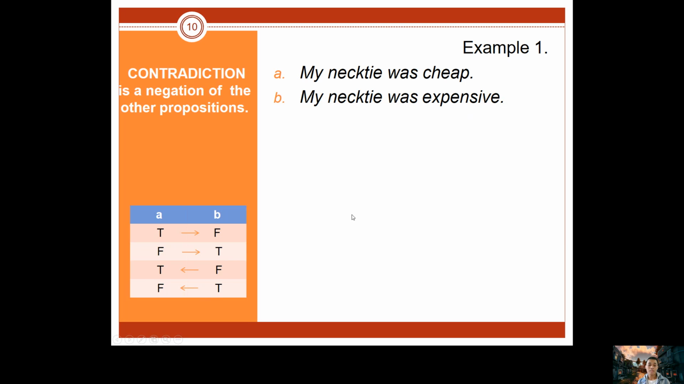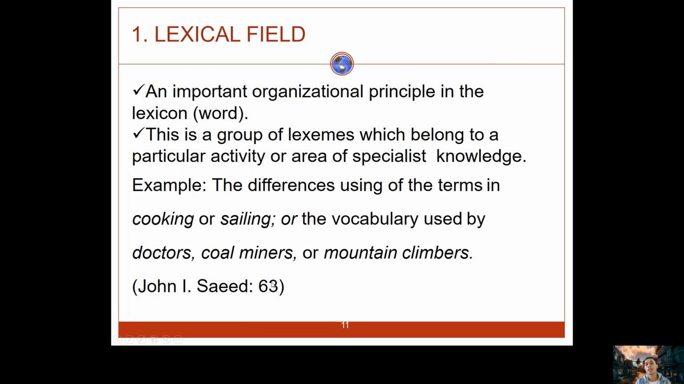So they cannot have the same meaning, or they cannot both be true. One of these sentences must be false and the other true, like that. If the first premise is true, the second will be false. If false, it will be true. If true, it will be false. If false, it will be true. They cannot both be true, like that.